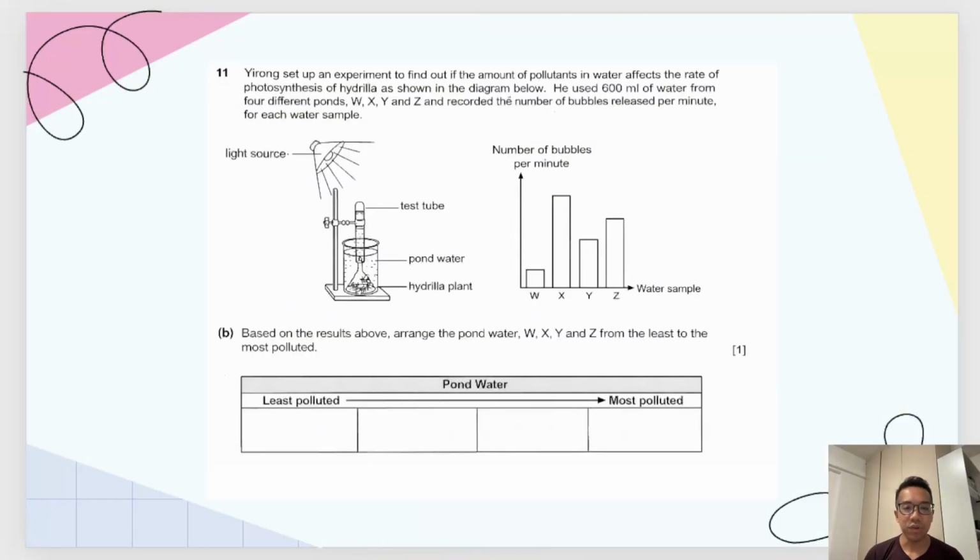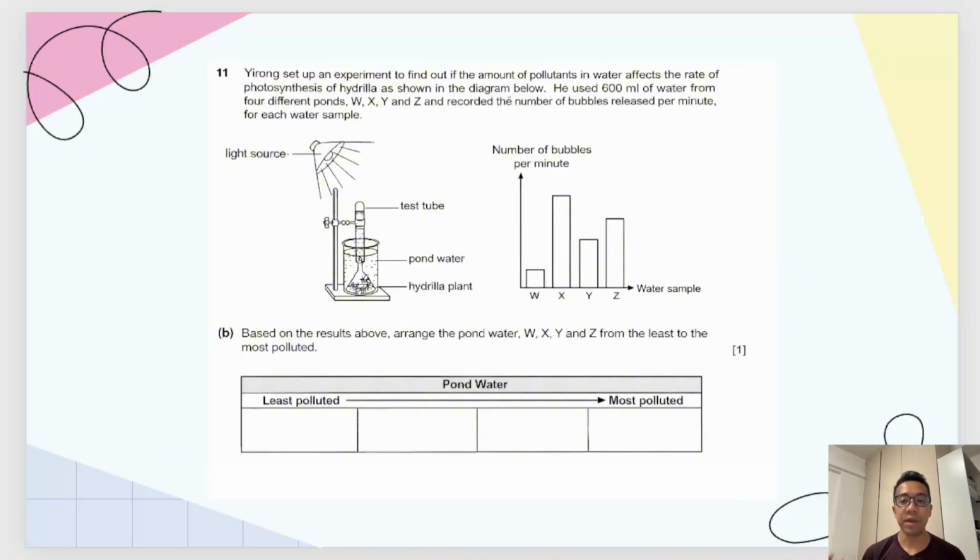The second part of this question asks which is the least polluted to the most polluted pond for all four you see here. As mentioned earlier, we talked about how pollutants affect the rate of photosynthesis. The more polluted the water is, less light will reach the plant. If less light reaches the plant, that means that your rate of photosynthesis also slows down. A slower rate of photosynthesis would mean lesser number of bubbles per minute as it contains oxygen, which is the product of photosynthesis.